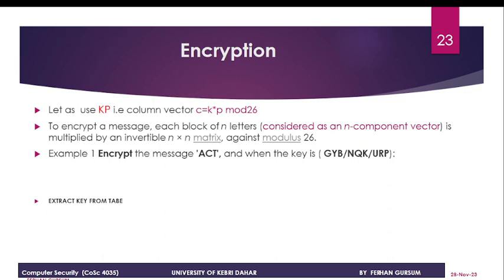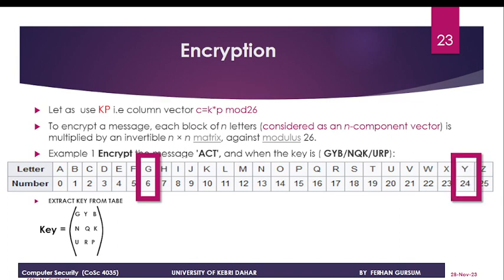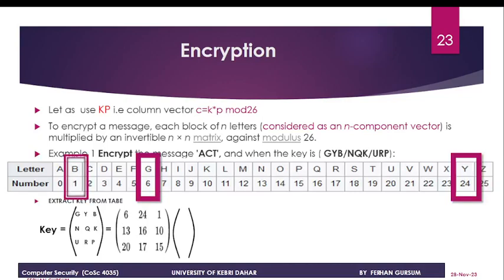This is the table: A is 0, Z is 25. The key looks like this when we put it: GYB NQK URP. When we extract from the table, G is 6, Y is 24, and B is 1. So when we replace all letters by numbers, the key becomes a matrix.